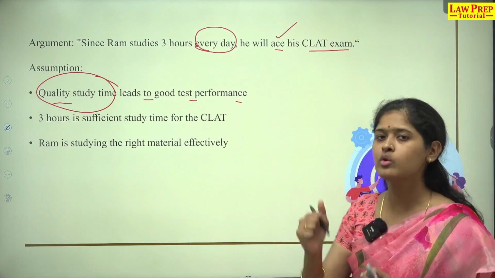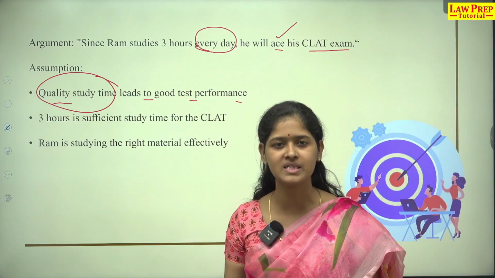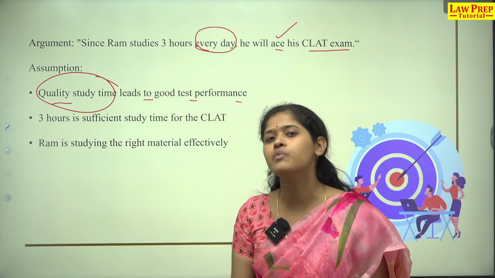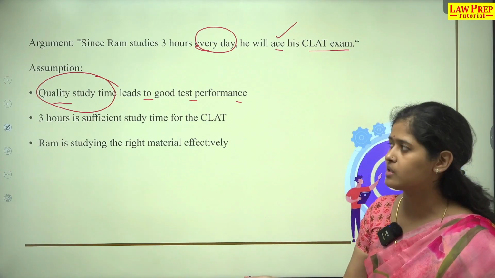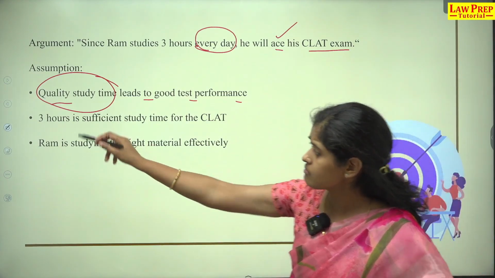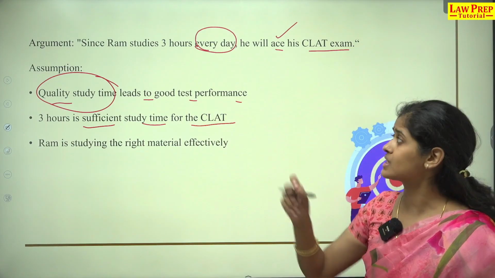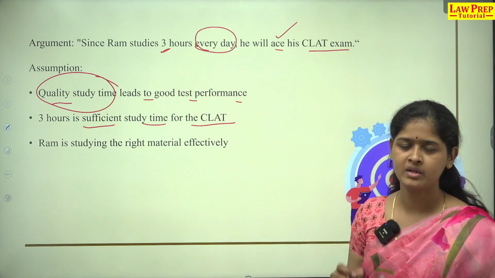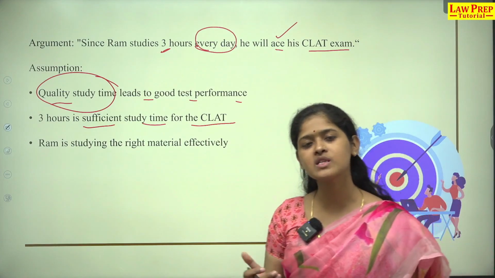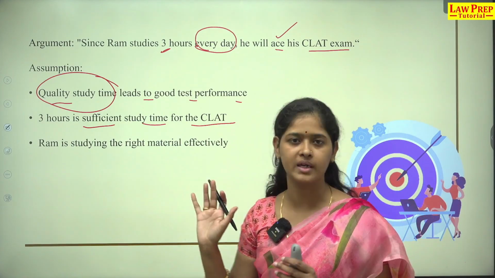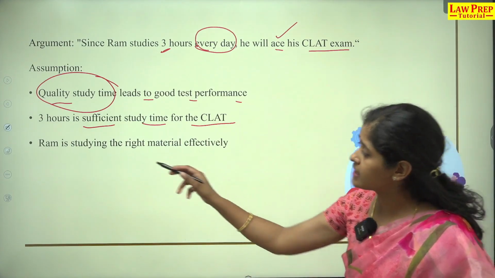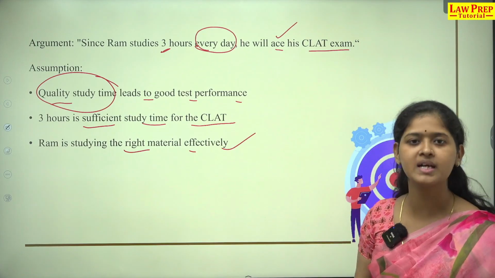ठीक है, और उन्होंने आपको बताया नहीं, क्योंकि उनके हिसाब से ये तो बेसिक है ना, या ये तो चीज़ इंपॉर्टेंट है, उसके बिना तो आप क्या ही पढ़ाई करोगे या पेपर पास करोगे. 3 hours इज सफिशिएंट स्टडी टाइम फॉर द क्लैट. ये भी एक असम्पशन हो सकता है. 3 का नंबर क्यों बताया, 3 hours क्यों बताए, क्योंकि असम्पशन में क्या है कि 3 घंटे की पढ़ाई बहुत है. ओके, राम इज स्टडिंग द राइट मटेरियल इफेक्टिवली, ये भी एक असम्पशन होगा.